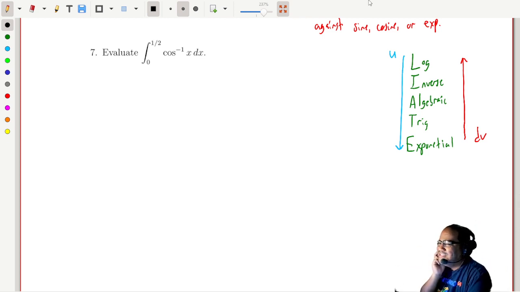So notice how I said at the beginning, I for inverse. What does that really mean? Well, this is an example of an inverse function, arc cosine of x. So that's at the top of the hierarchy. We'll have u be the inverse cosine. Is there nothing else? Yeah, there is. There's an invisible one. You've got to remember that sometimes.